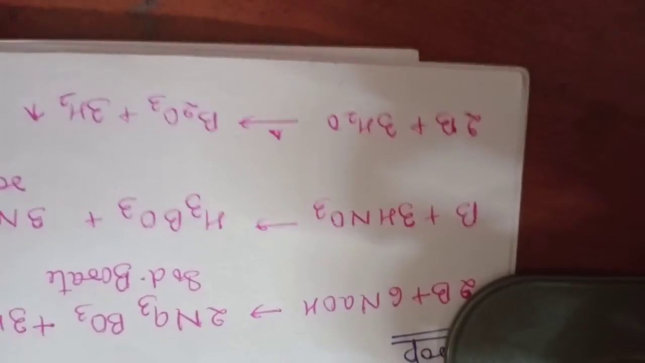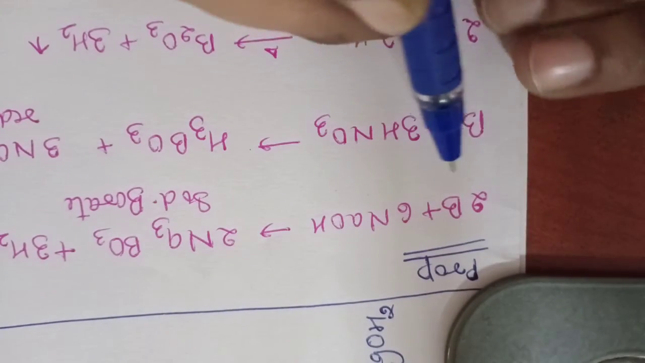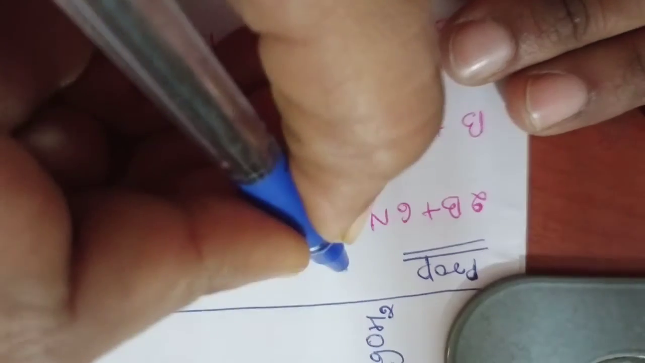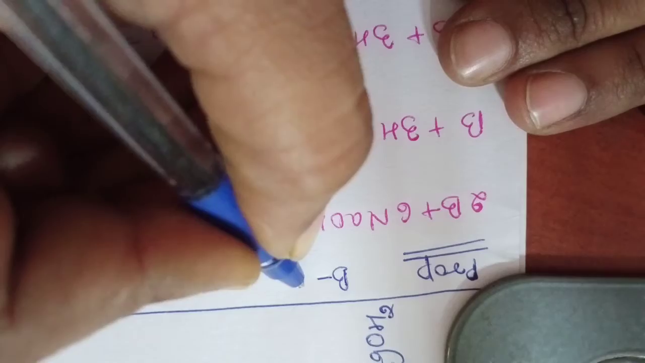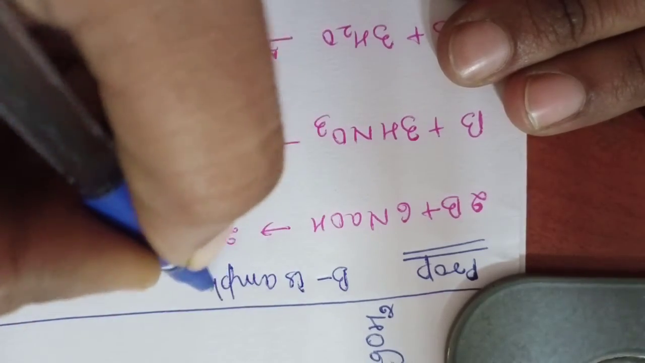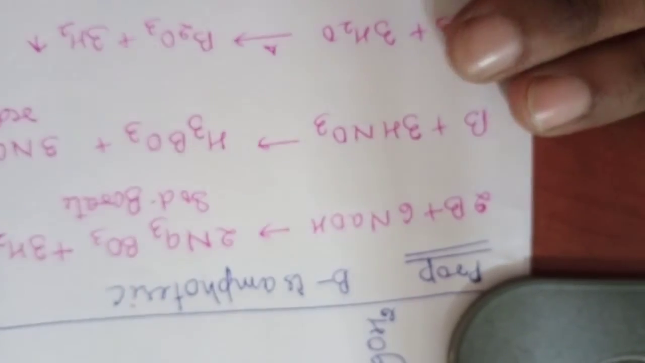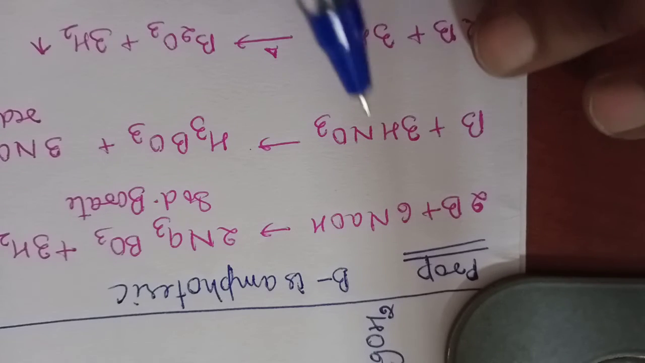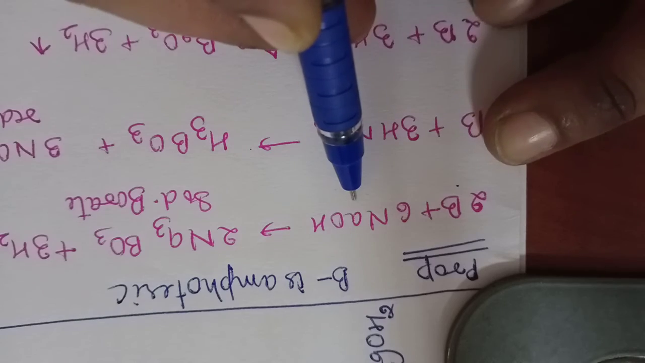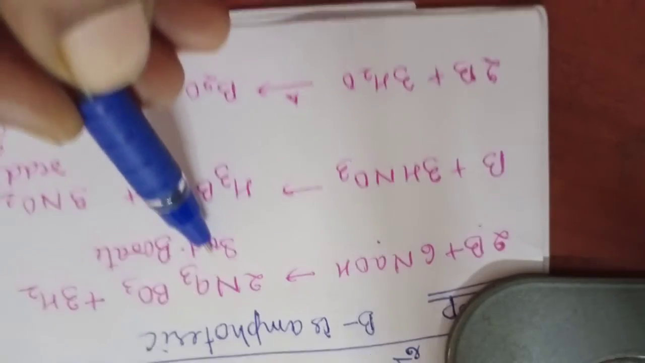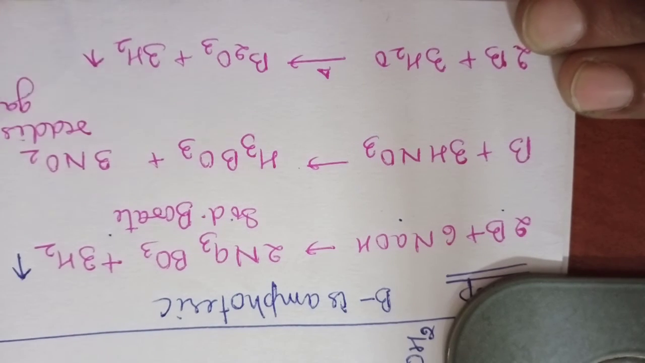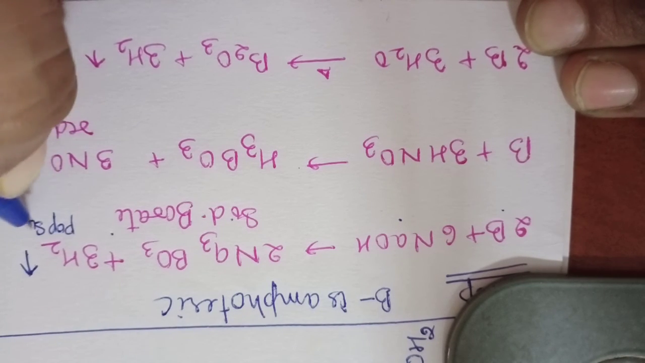Now there are certain more properties of boron here. Boron can be treated with alkalis as well as acid, hence it is amphoteric. This we have already discussed. Amphoteric means the substance which can react with both acid as well as base. So here boron is treated with alkali, and it forms sodium borate with the release of hydrogen gas. Hydrogen gas burns with a pop sound.